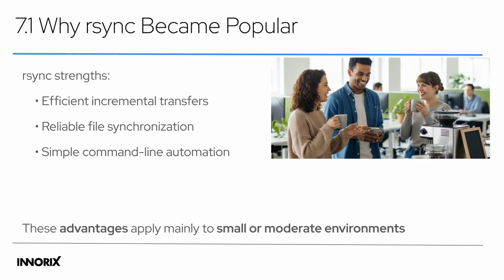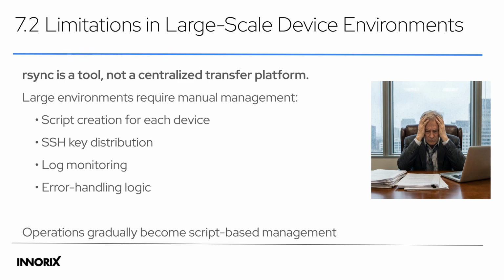RSYNC's strengths lie in efficient incremental transfers, reliable file synchronization, and simple command line automation. These advantages primarily apply to small or moderate environments. The main limitation is that RSYNC is a tool, not a centralized platform. Large environments require manual management for script creation, key distribution, log monitoring, and error handling. Operations become script-based management.